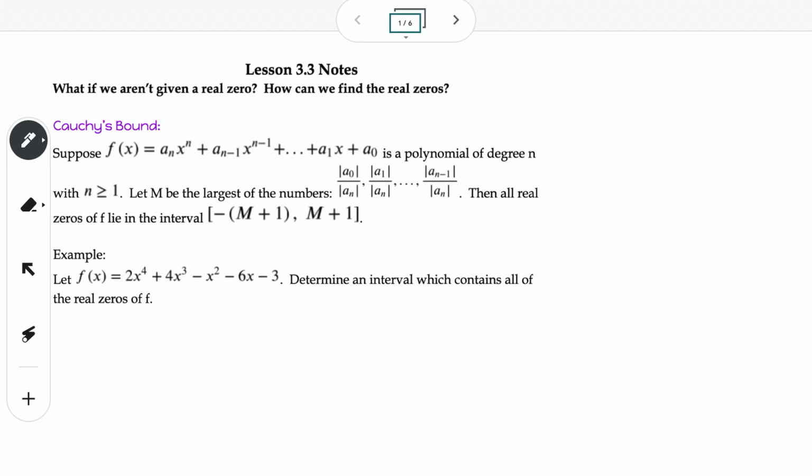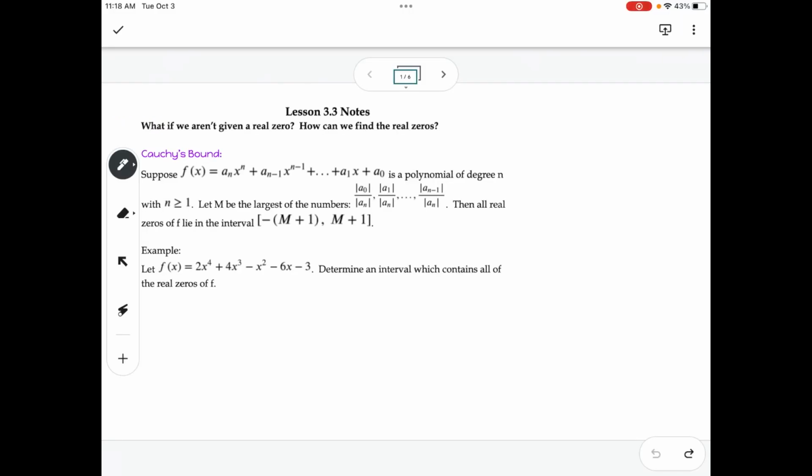In lesson 3.2, we were given real zeros that we could work with, and how many times each was counted. So let's say we had x equals 4 and it was counted twice. Then we could utilize synthetic division to help divide that out for us. But what if we don't have any given real zeros?